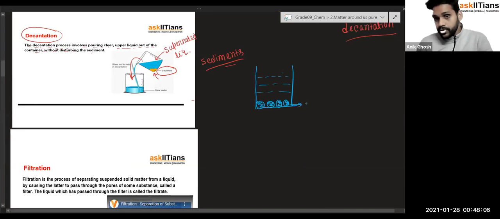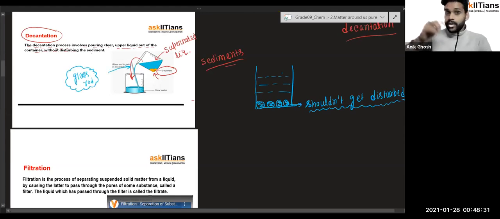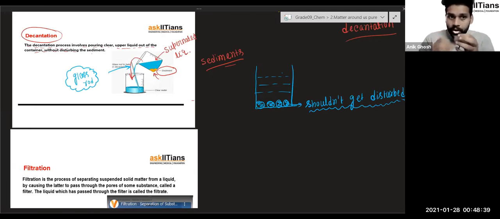They shouldn't get disturbed. Got my point? And you need to pour the entire solution very slowly. You can see they're using a glass rod as well. This thing is called a glass rod. With the help of that glass rod they would be able to take out the water easily. Okay, so that was the first process.